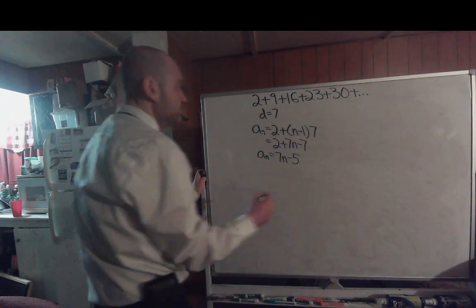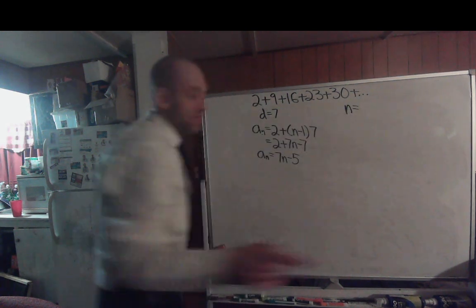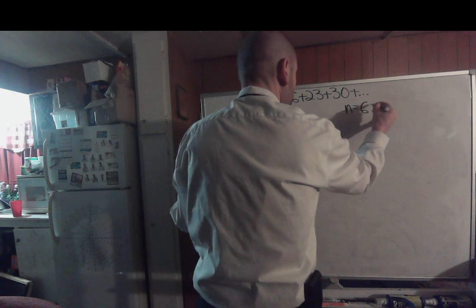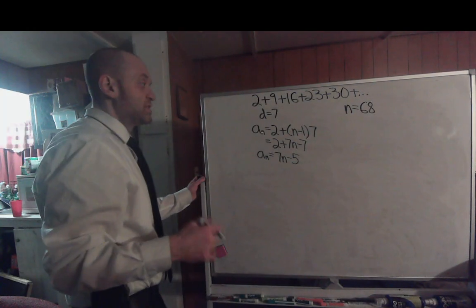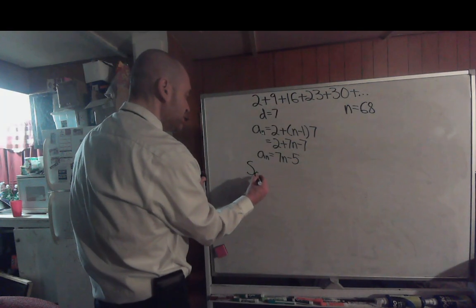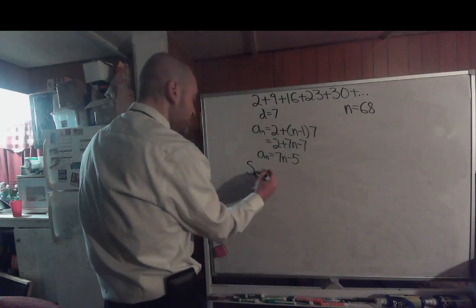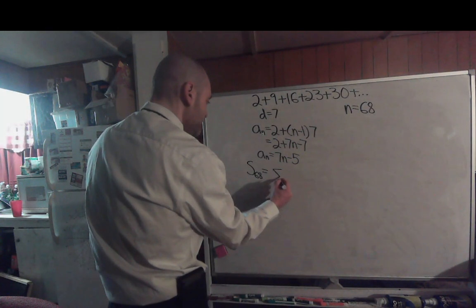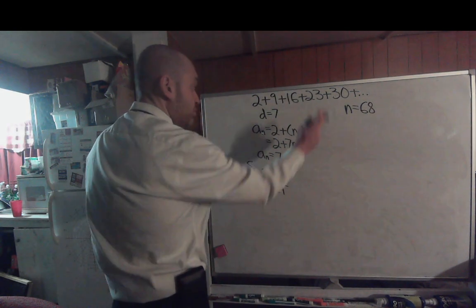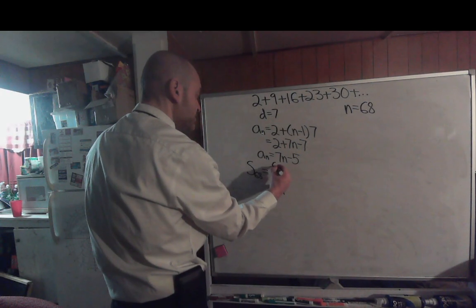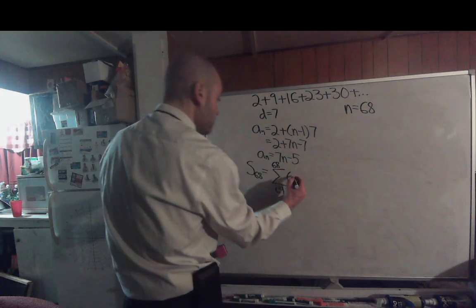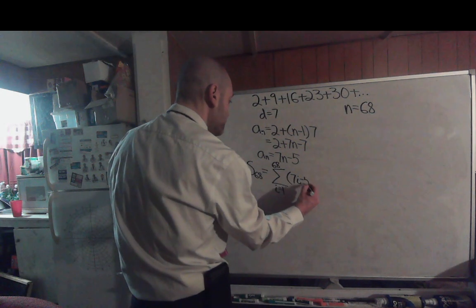Now let's see, they want us to find the sum of the first 68 terms. So let's convert this to sum notation. Sum of S sub 68. Well, that's going to be your sigma notation from i equals 1. You're starting on the first term. They want you to find the first 68 terms, so 68 will be your upper limit of summation. And then put in your sequence formula. That would be 7i minus 5.